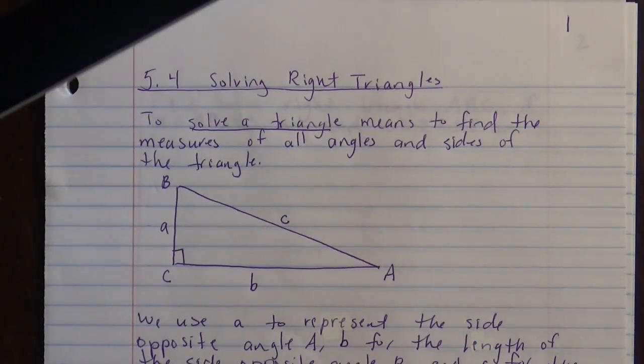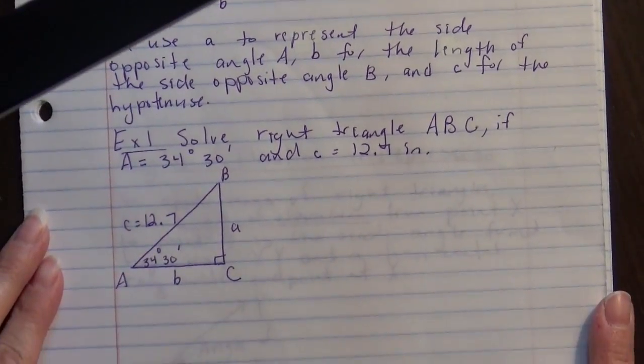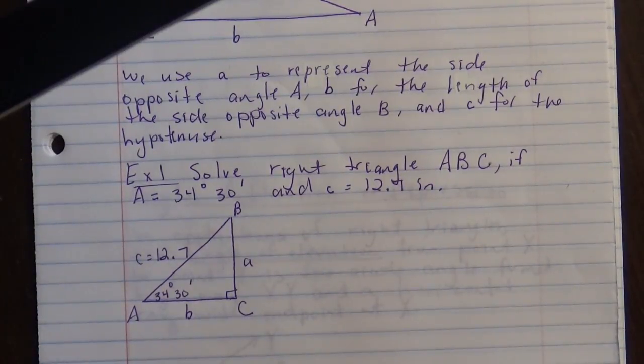In example 1, we're going to solve the right triangle ABC if angle A is 34 degrees 30 minutes and side c, or the hypotenuse, is 12.7 inches. Alright, so what can we do with this? Look at what we've been given.